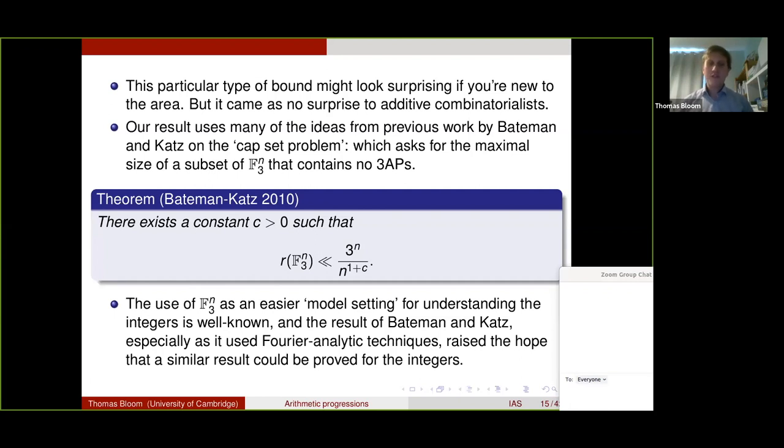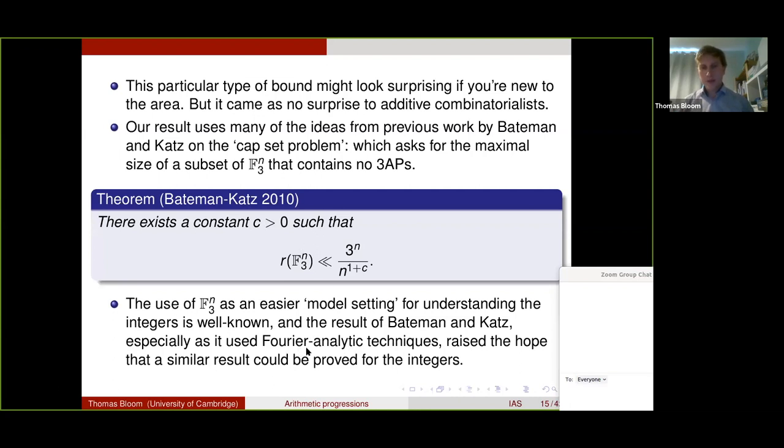This is especially true for results that use Fourier analysis, right? Because, from the point of view of Fourier analysis, they're both finite abelian groups, in which case they both have a dual group just as well. And so you can write down the Fourier transform for both F3 to the n and say Z mod NZ and hope that the same technique should work. And I think when this result first came out, this was the hope.